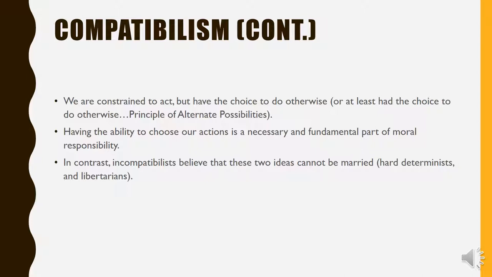Now, a Frankfurt case is an example of when we don't have possible alternate possibilities. However, we're still able to take ownership of our action. Think back to the case of the voter who's forced to vote Democrat, however chooses to vote Democrat, and is never coerced or forced to not vote Republican. This would suggest that even though there are no alternate possibilities, we can still assign ownership and responsibility to an action.